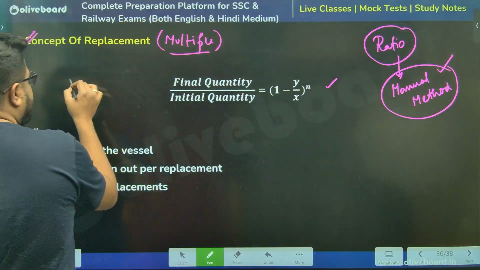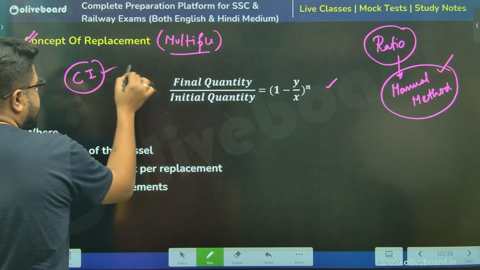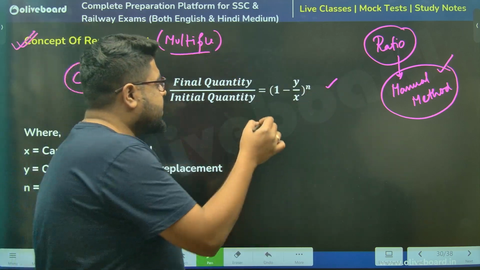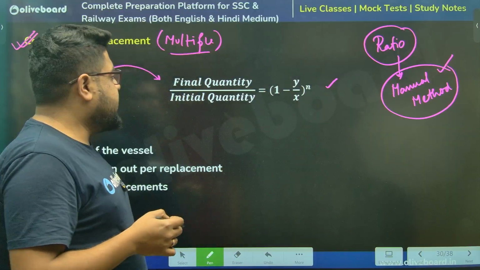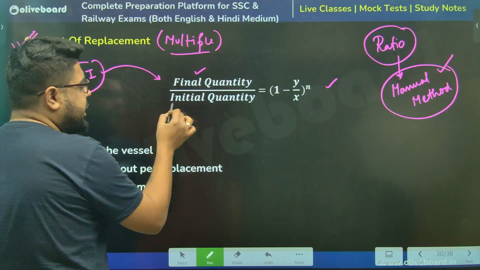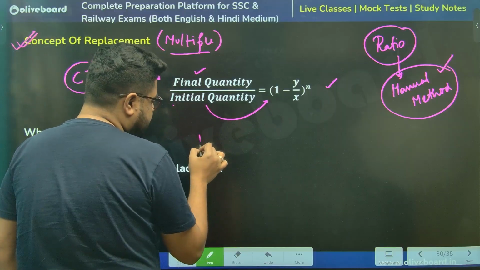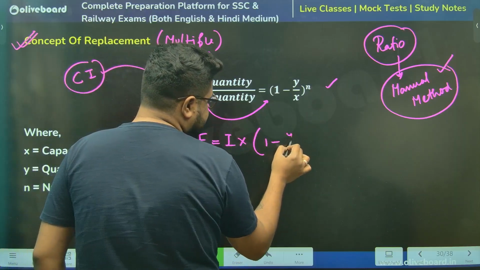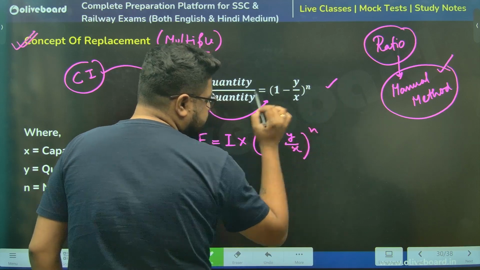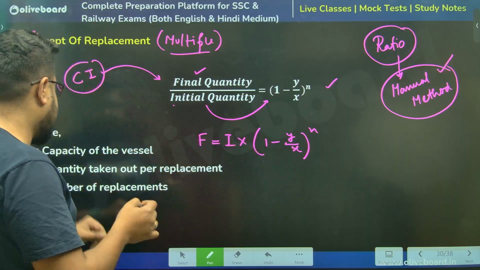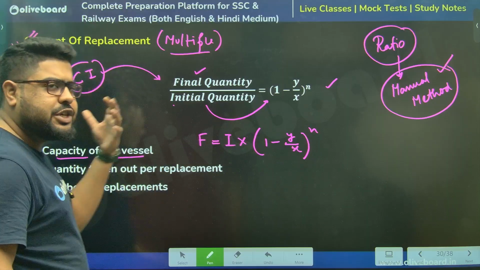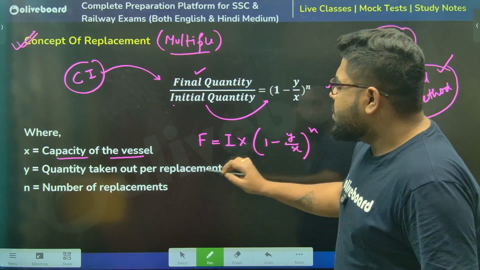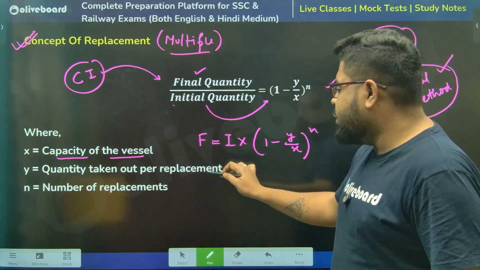This is nothing but the compound interest formula. But in replacement, we are taking out, so the quantity will reduce. So instead of plus, it is minus. So the final quantity will be the initial quantity into (1 minus y by x) to the power n. Here x is the initial quantity, the capacity of the vessel or how much mixture was there, and y is the quantity of solution taken out per replacement.